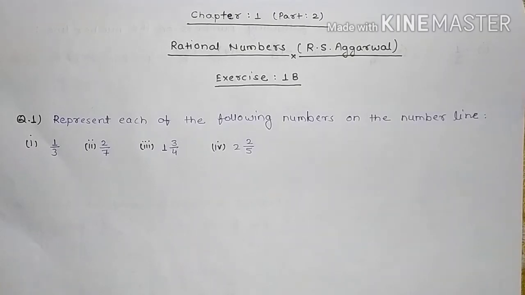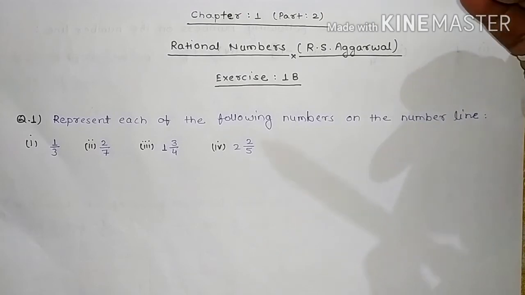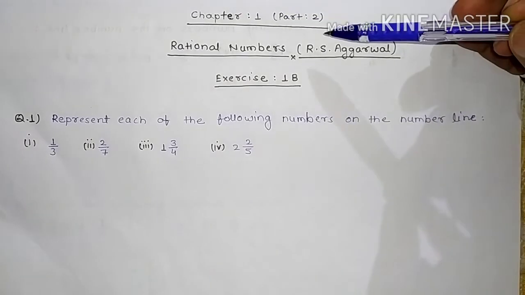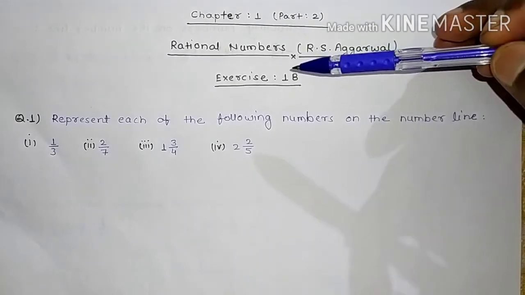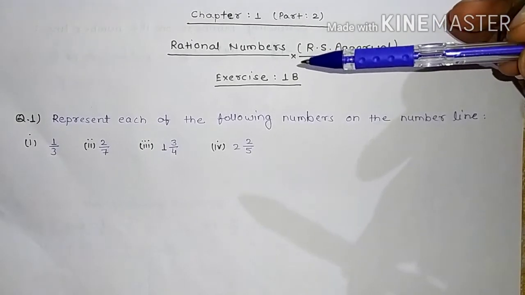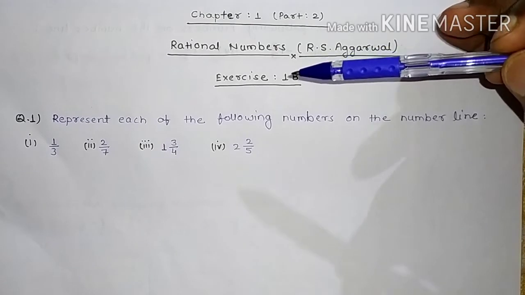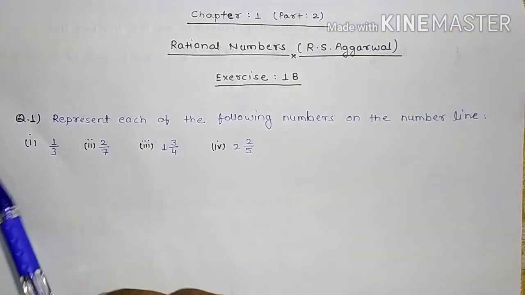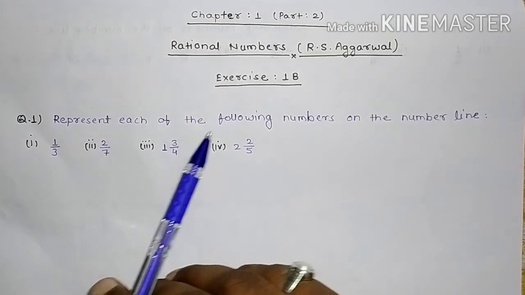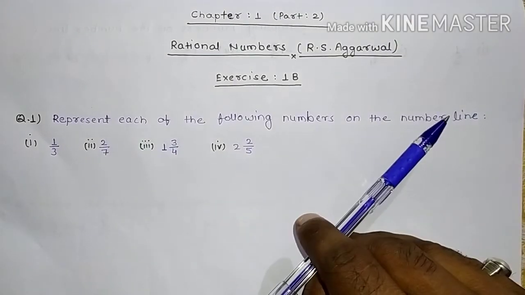Hello dear students, here I am going to discuss chapter number 1 part 2, that is rational number. In previous part we have discussed exercise 1A, and in this part we will discuss exercise 1B and 1C. Now question number 1. Represent each of the following numbers on the number line.